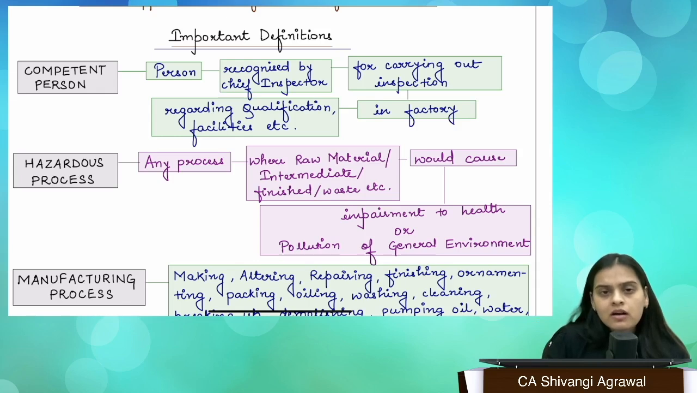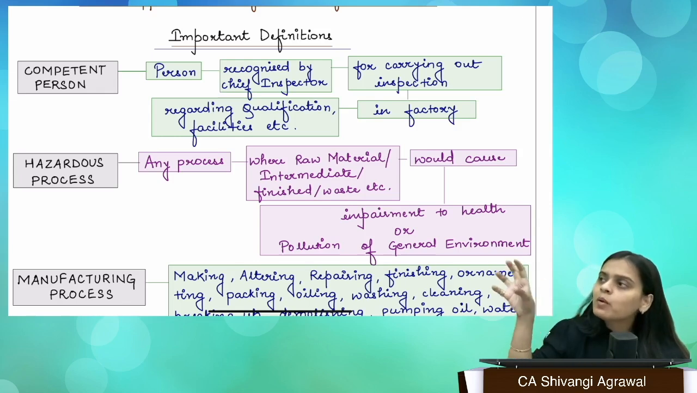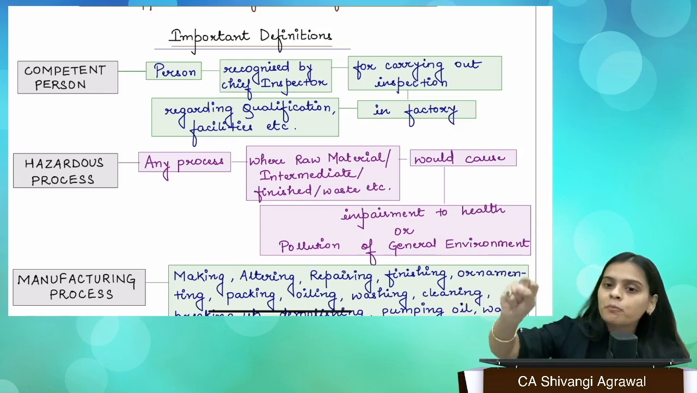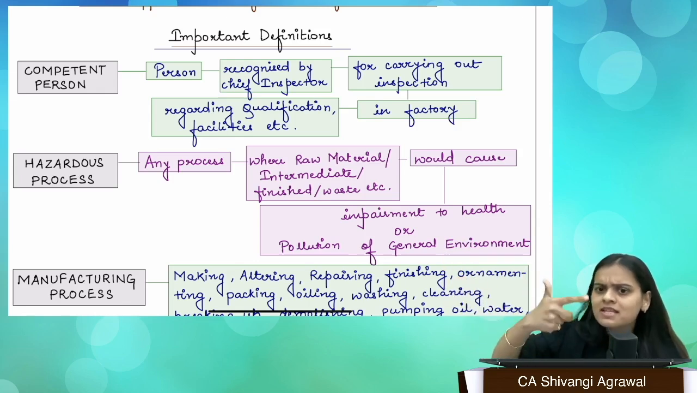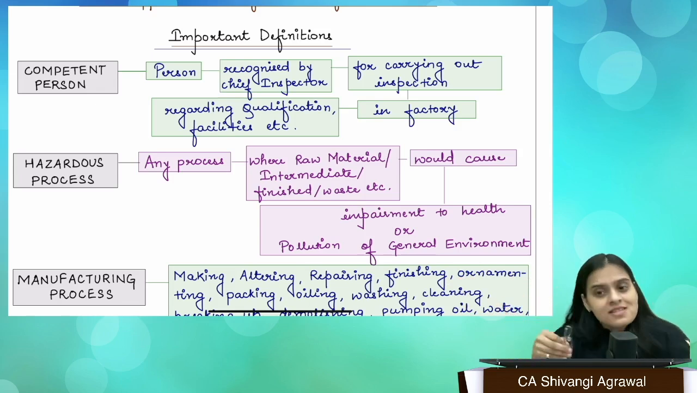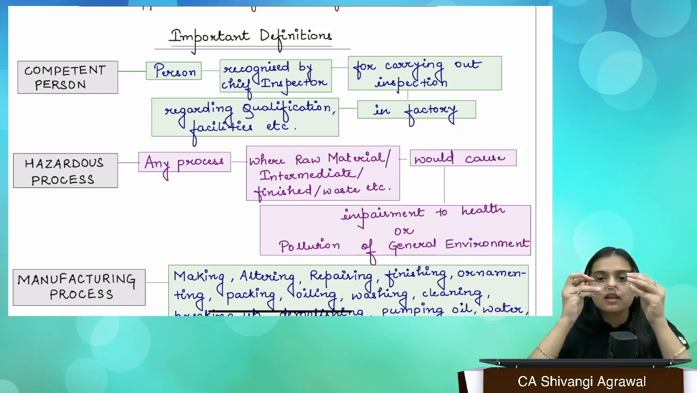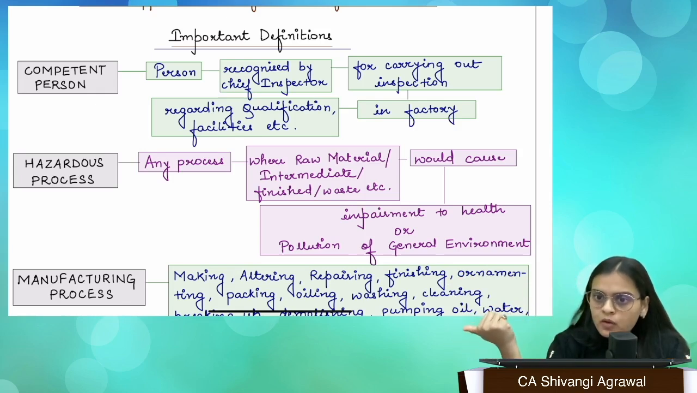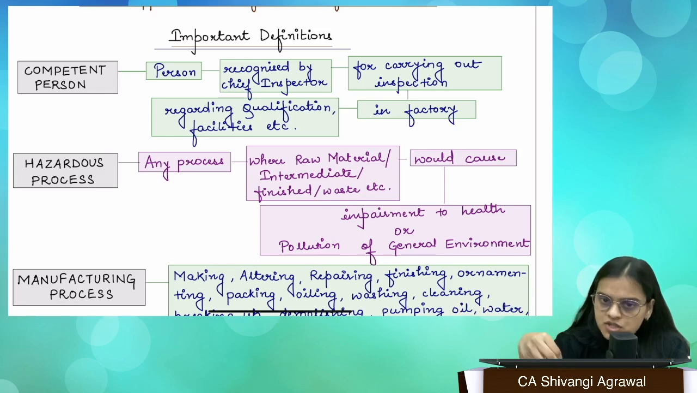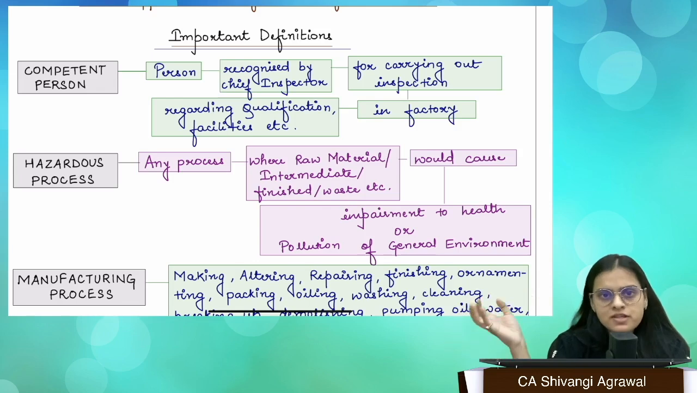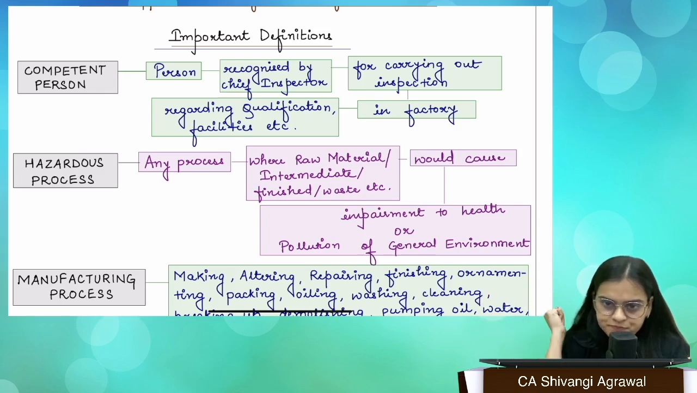Now, they will see that if I am appointing this particular institution as a competent person, do they have the qualification and experience as I need, and do they have the facility to carry out this particular inspection? If yes, they will appoint. So the chief inspector checks the qualification, experience, and facilities that are available, and having regard to that, they recognize or appoint certain persons as competent persons. Okay, clear? Fine.